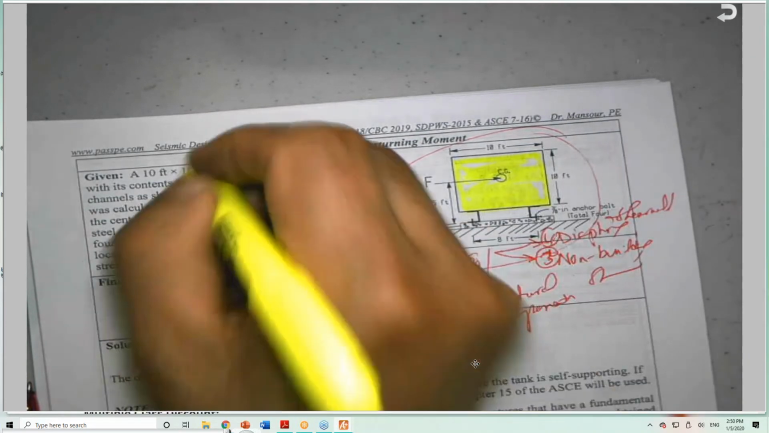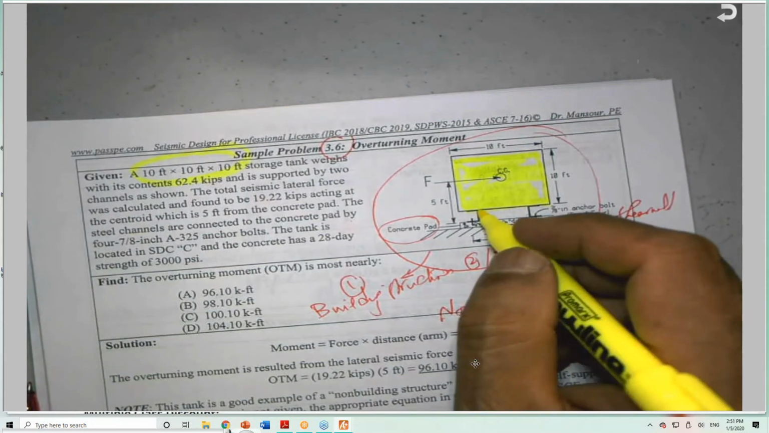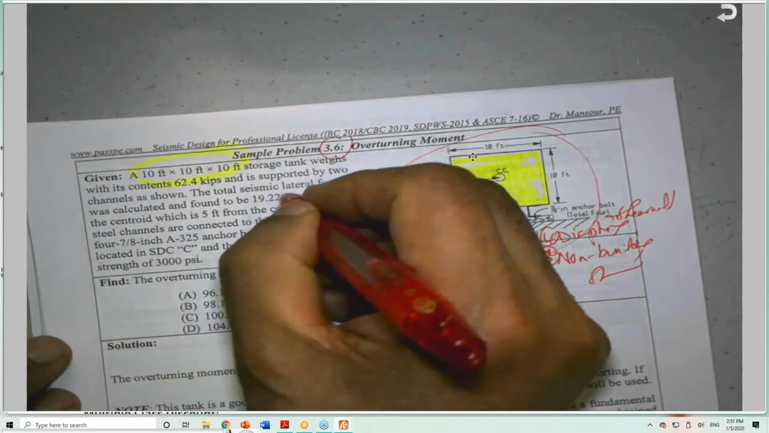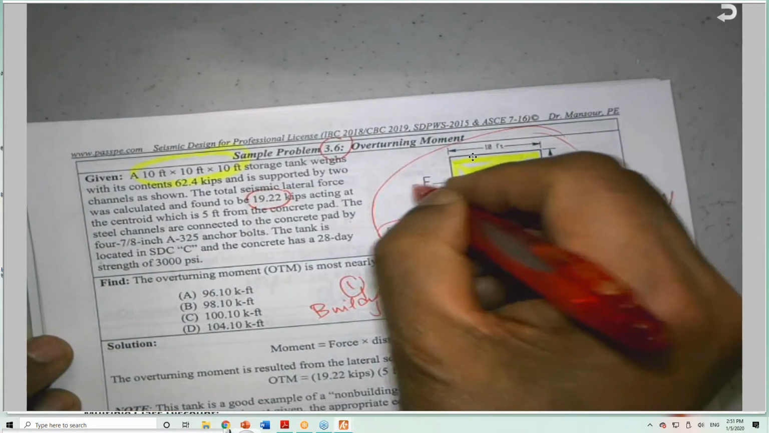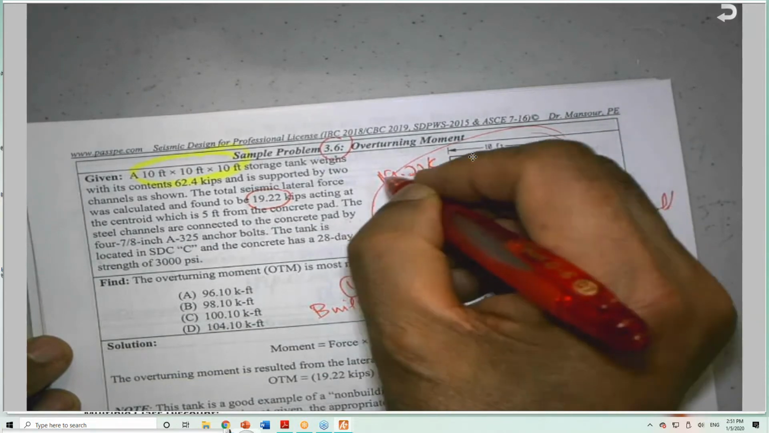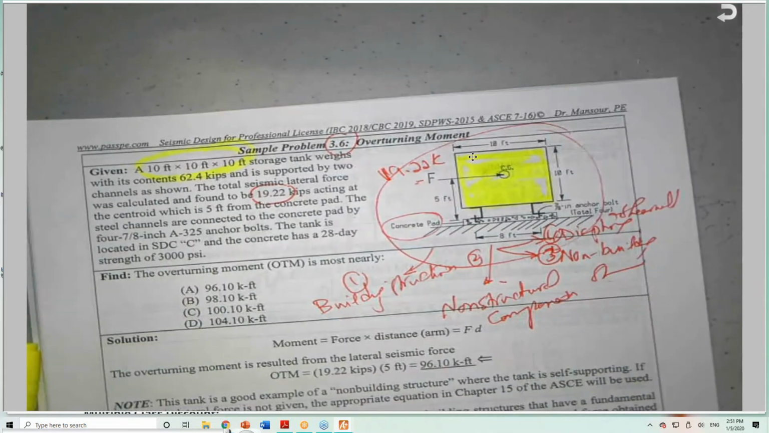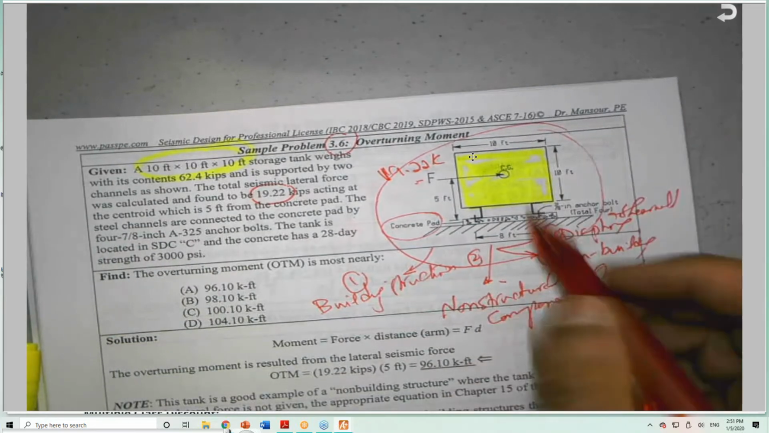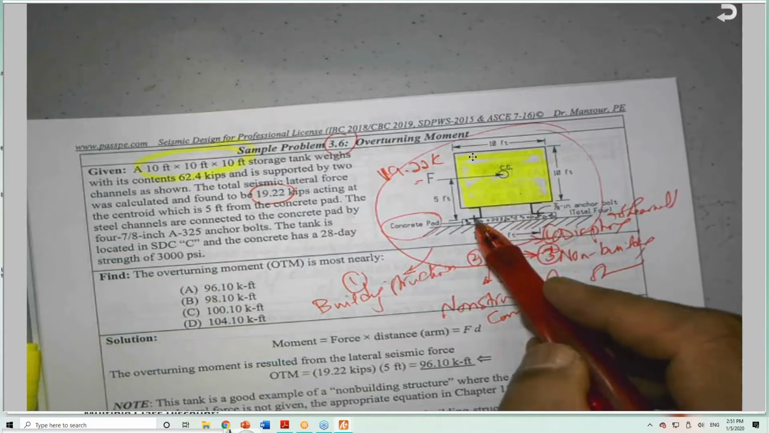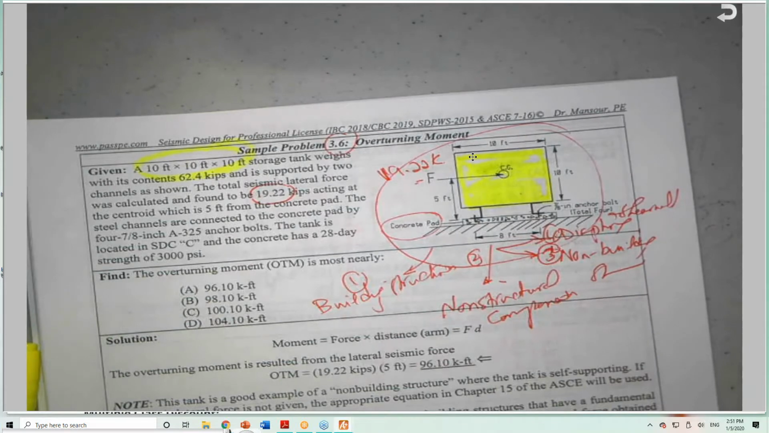this tank has dimensions and is supported, and he found that the seismic force here, F, is 19.22 kips. He gave you the seismic force, F. But before I proceed, how do you classify this water tank? Supported by these 2 C channels, self-supporting, and on the concrete, and the concrete supported by the ground.